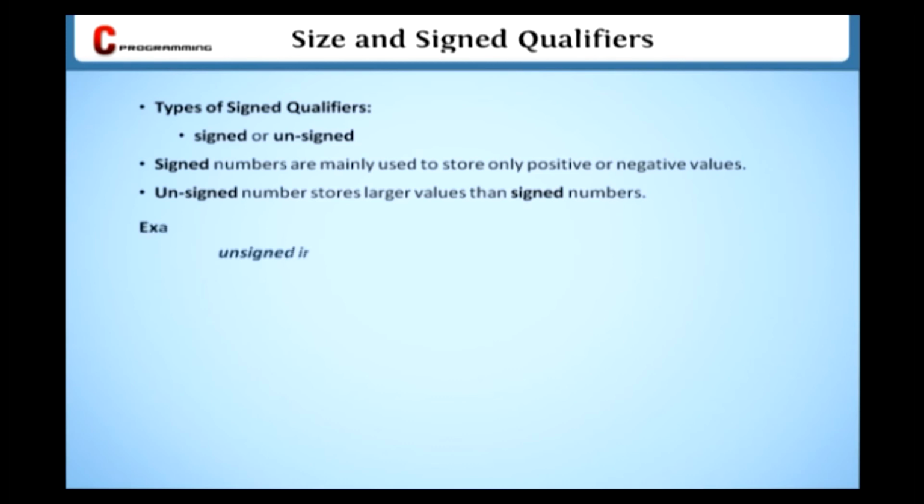Let's see the following example. Here, players count is an unsigned integer value, which can store more positive or negative values than a signed integer. I hope you understand signed and unsigned qualifiers.